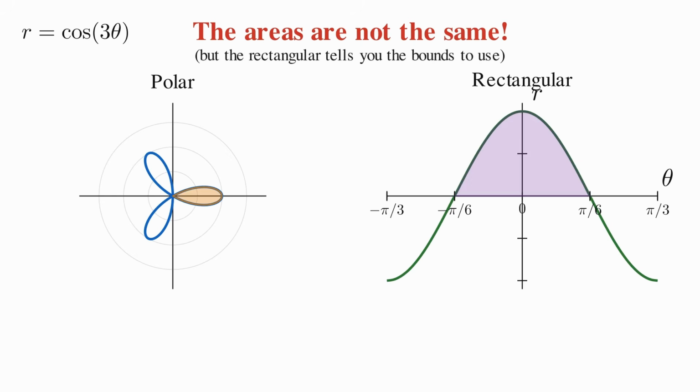You can't just do the integral of the rectangular curve. You do have to do the polar integral, but it will give you the correct answer. So we use rectangular for bounds, and then we use polar for area. And you can see those are our integrals.